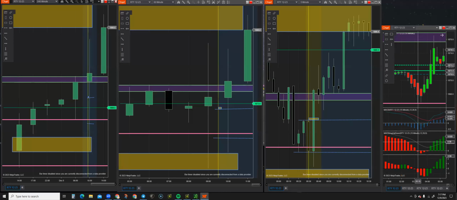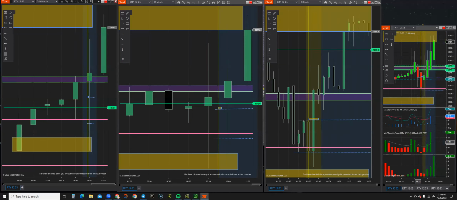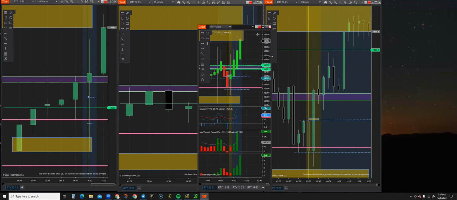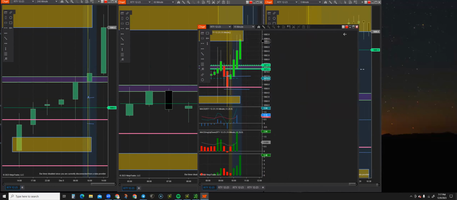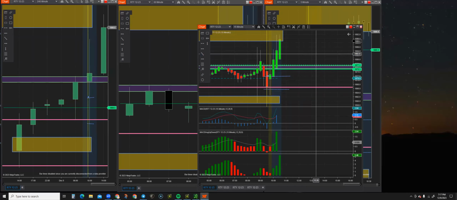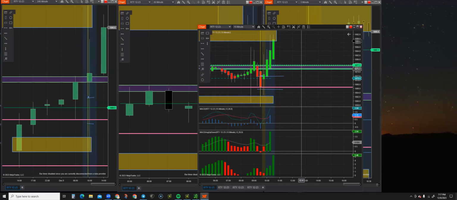Now, on my cheat sheet, over here in the right corner, this is my cheat sheet. My cheat sheet is going to tell me that the move is in a trend. I'm using the Heikin-Ashi bars.